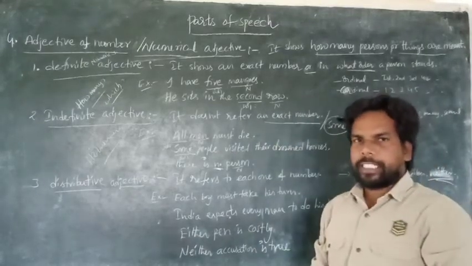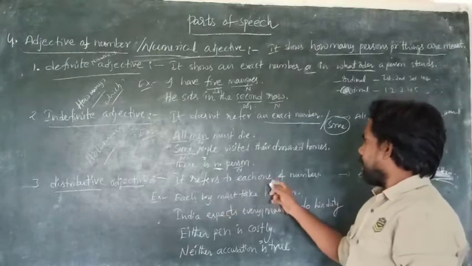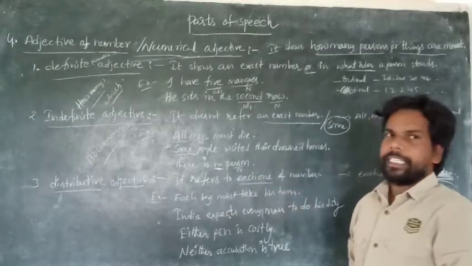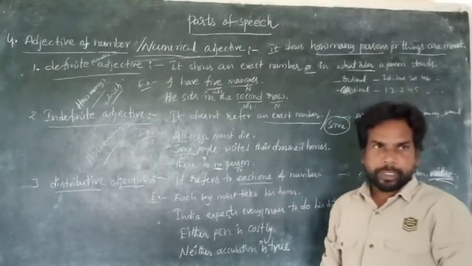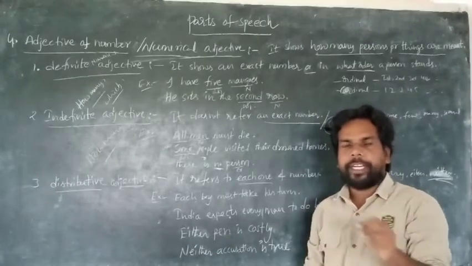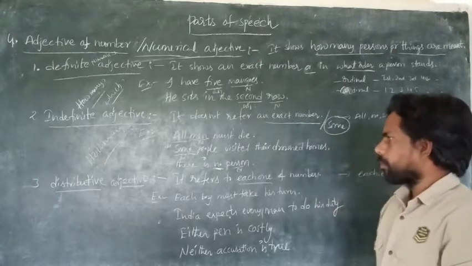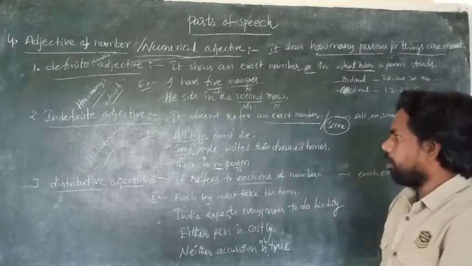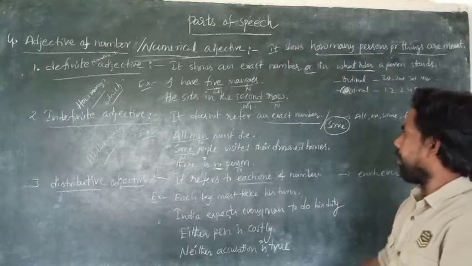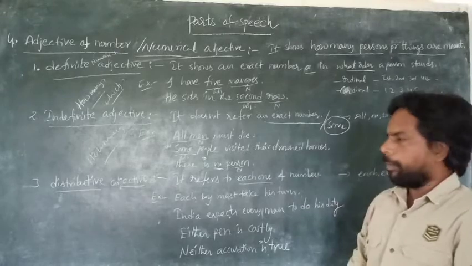Distributive numerical adjective. It refers to each one of a number. So it refers to one in many, or one at once. A distributive numerical adjective refers to each one of the number.